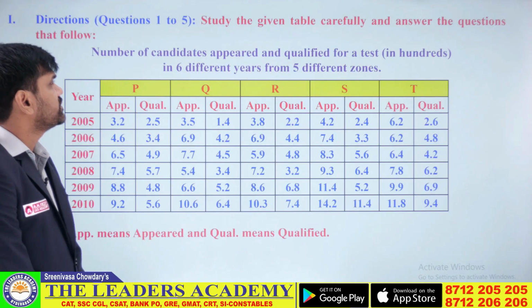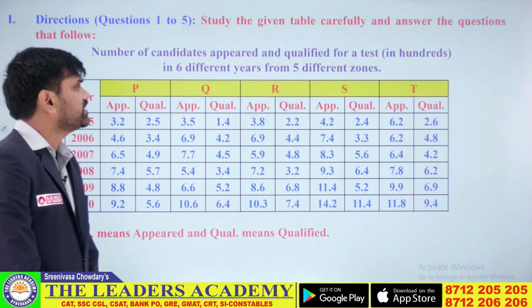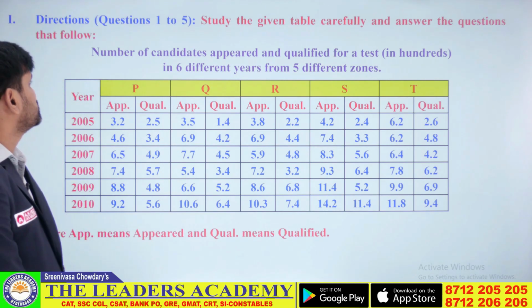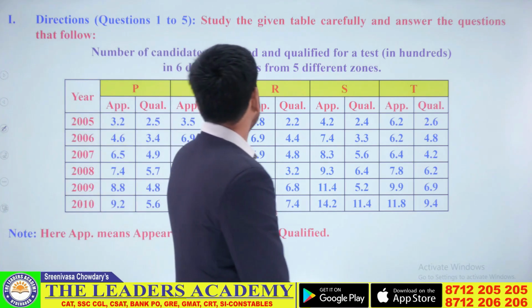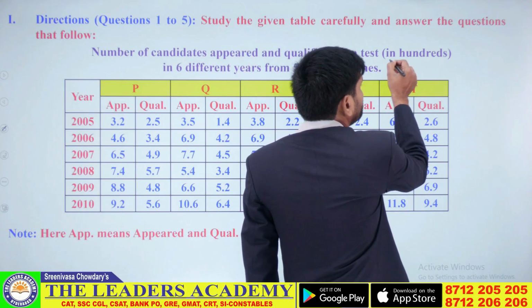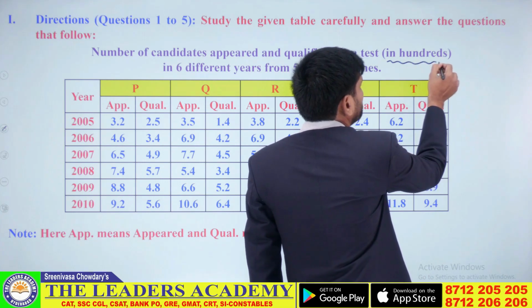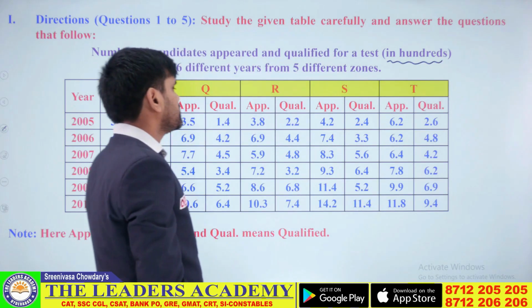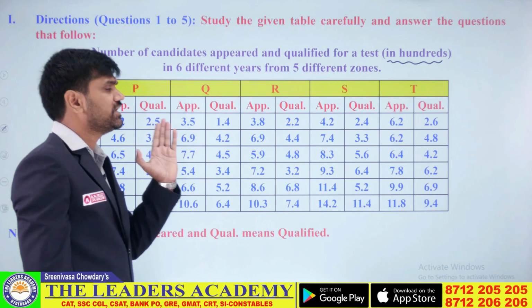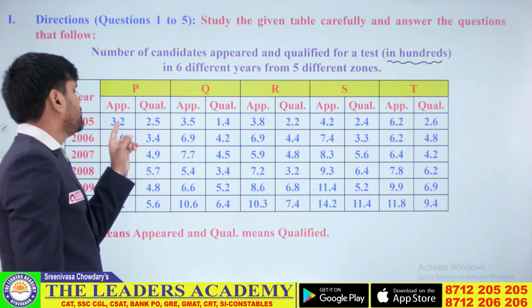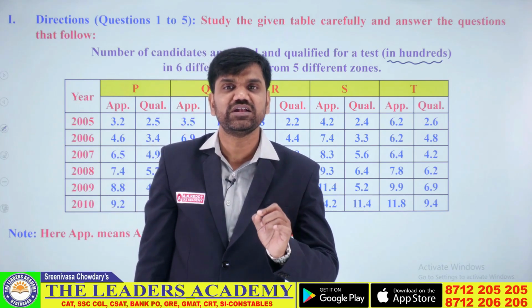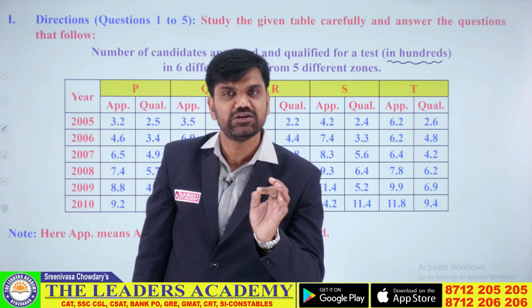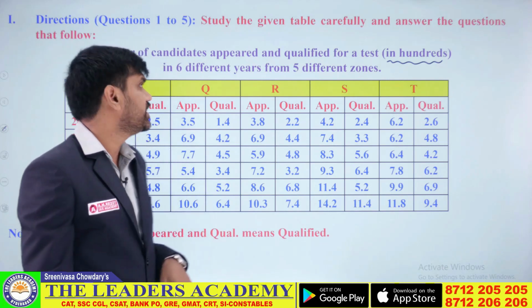Right, go ahead with the first set. Study the given table carefully and answer the questions that follow. Number of candidates appeared and qualified for a test in hundreds. The units are very much important. In hundreds means whatever data is mentioned over here is in hundreds, which means this 3.2 hundreds means 320. Keep that in mind, right?